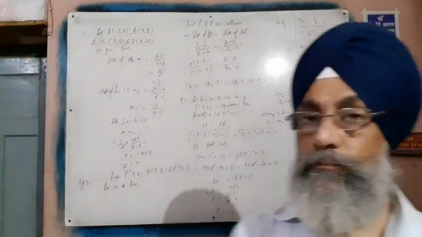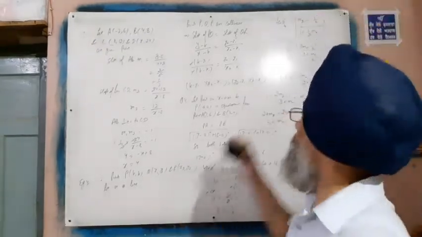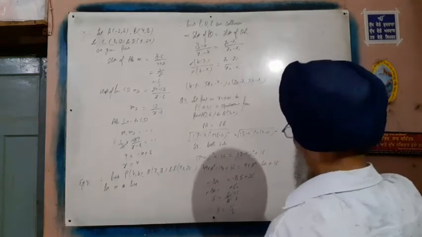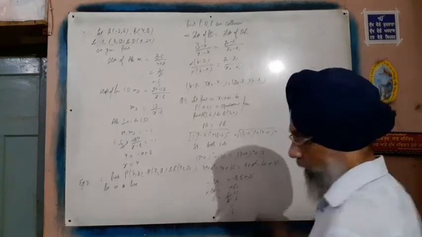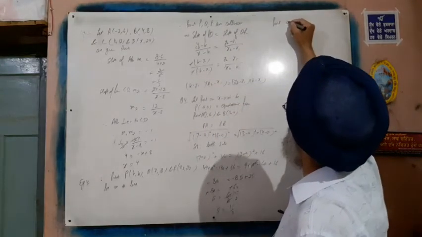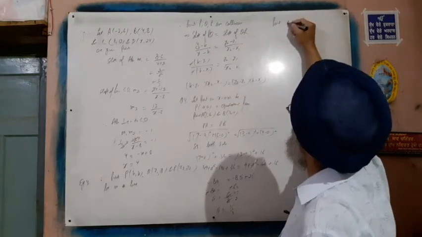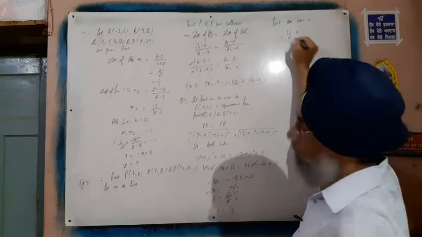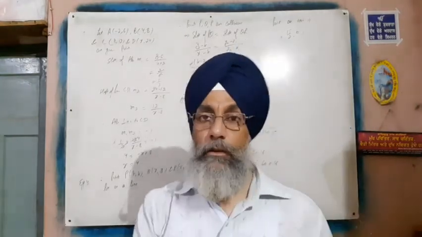Right? Therefore, the value of a is 15 upon 2. So the point on the x-axis is (15 upon 2, 0). Clear?